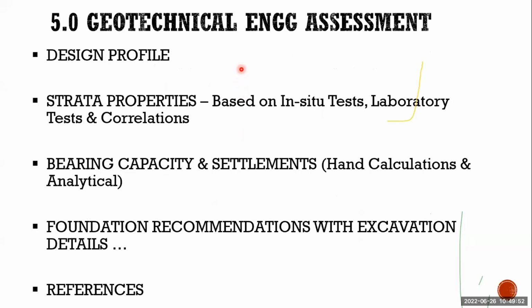In chapter 5, usually we do the geotechnical engineering assessment. In this chapter, we interpret the soil profile based on the core holes drilled and the investigations, and we define the properties based on in-situ tests, lab tests, and correlations. Then we use that information for calculating bearing capacity and settlements, either by hand calculations or analytical methods.